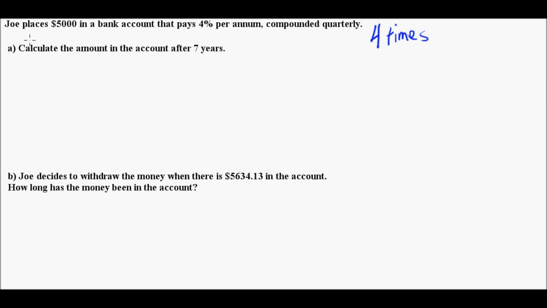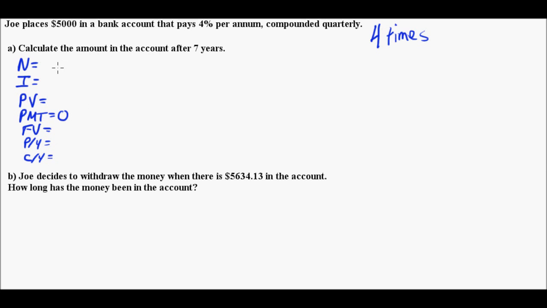So he originally starts with $5,000, after 7 years. The way we would do this is in the finance app: N, which is the number of compounding periods, the interest rate, the present value, the payment, which is always 0. You don't have to worry about that. The future value, that's what we want to find. And then the payments per year and the compounding per year.